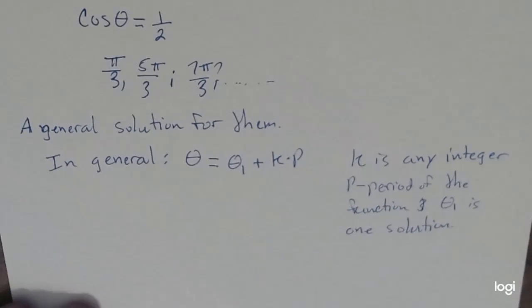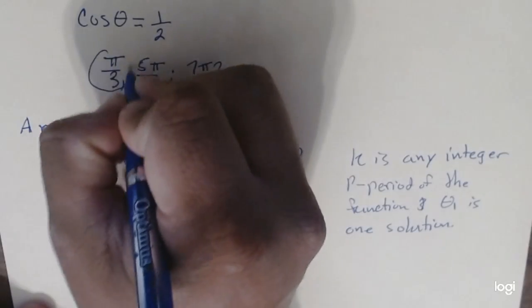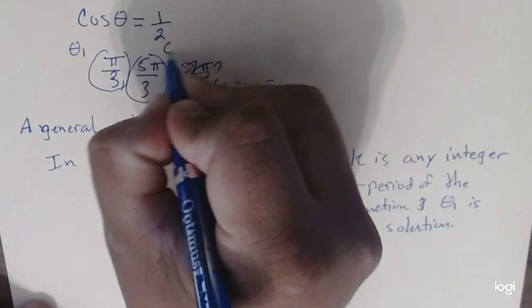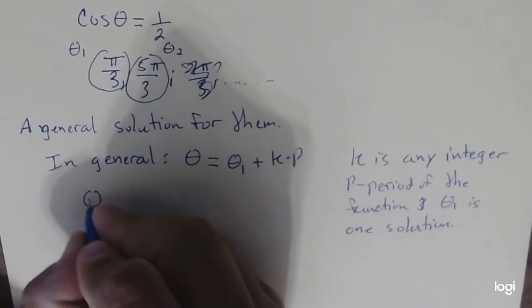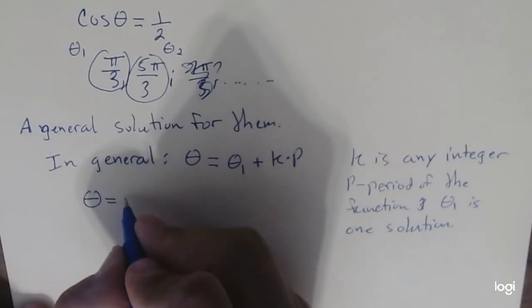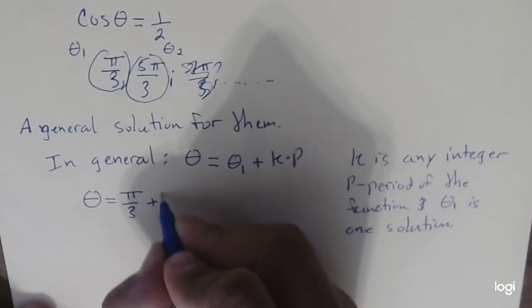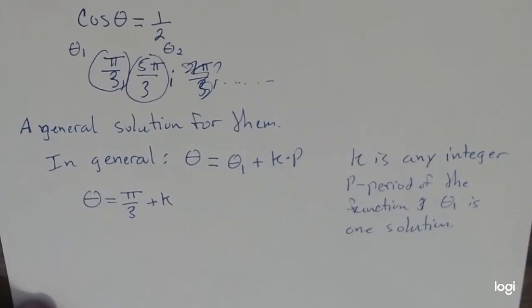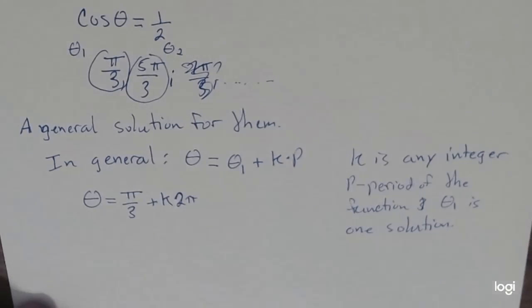Okay? So let me give you an example of how this will work for our example up here. Each one of these, this one and this one, will be considered our theta 1 and theta 2, respectively. So our actual solution is going to be theta is equal to theta 1, so that's pi over 3, plus k, any integer, times the period. Remember, the period of cosine is 2 pi, which means that is the general solution. So I can plug in any number for k, and I'll generate all the solutions possible.